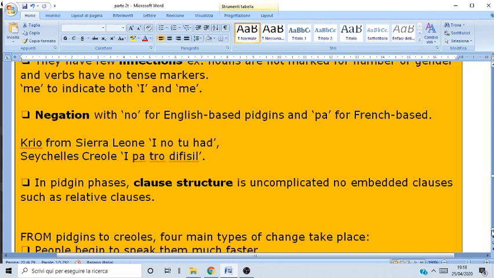What happens with negation? Well, there's no such thing as the do form, the not form, contractions, and all that. In some Creoles, the word "no" indicates negation for all those Pidgins that derive from English. Whereas, guess what? They use "pas" for the French-based Pidgins.